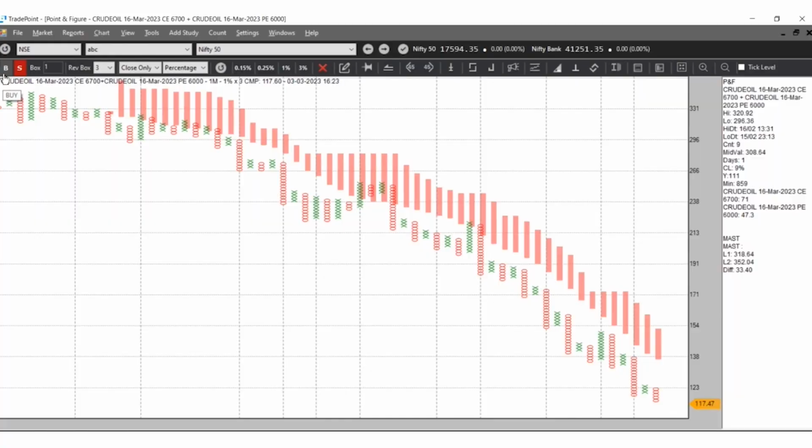Another way of looking at it, which of course is what he doesn't use, but I use quite regularly. In fact, this is the chart which I tweeted last night. This is the same strangle, plotted on a 1% chart. Why 1%? Because 0.5% has lots of columns, so 0.5 can be changed to 1% when there are many columns on the chart. This is the same strangle, 6,700 call and 6,000 put. And you can see how beautifully it is drifting down continuously over the last 10 days or so. And right now it is near 117 and it is still going down.